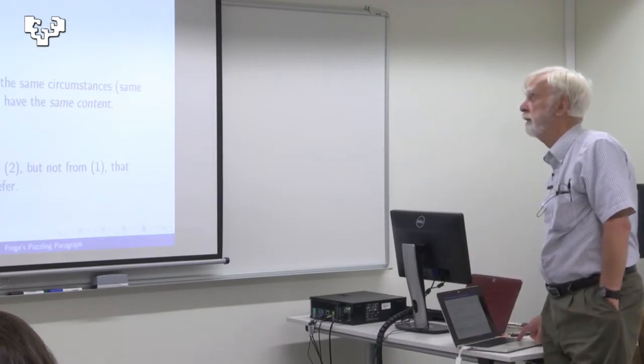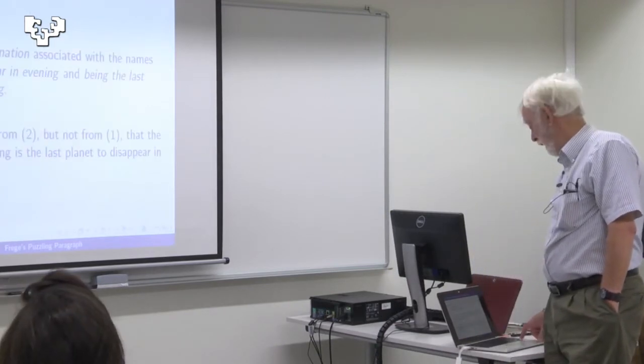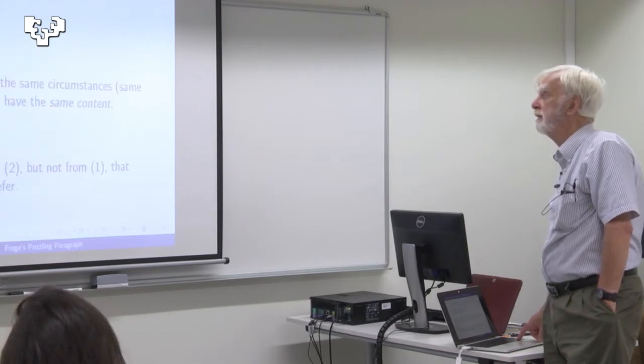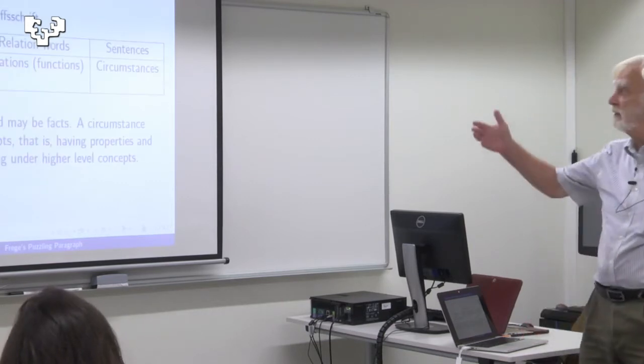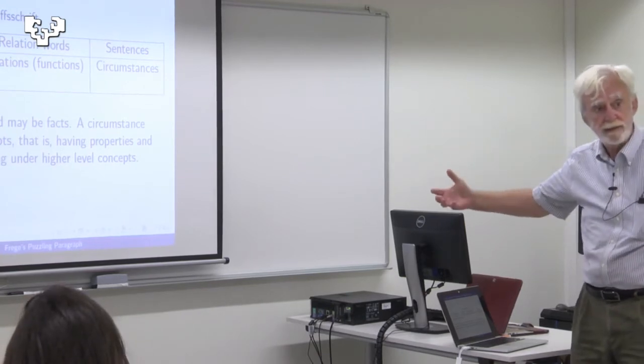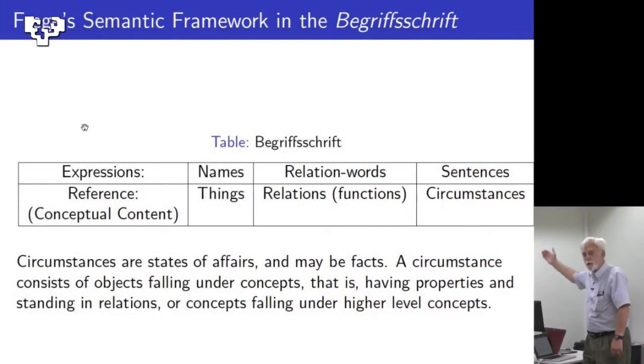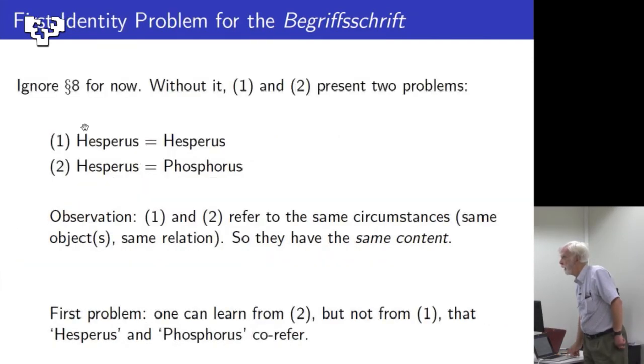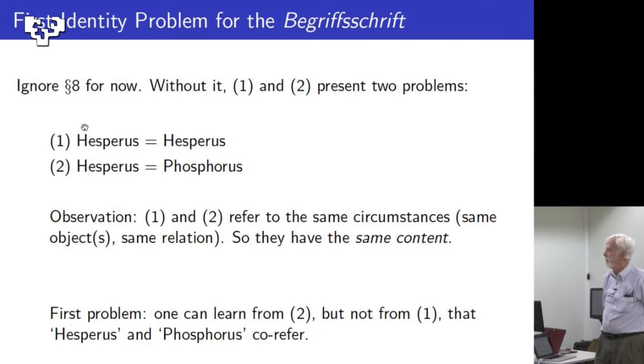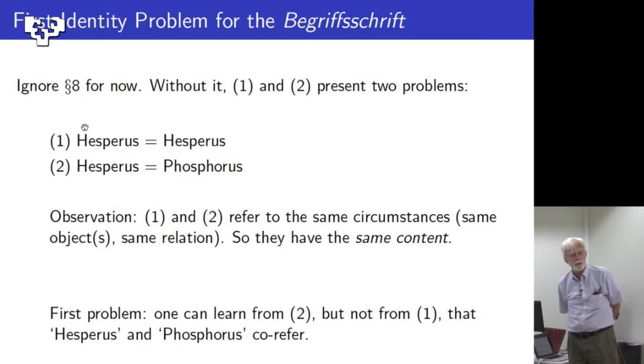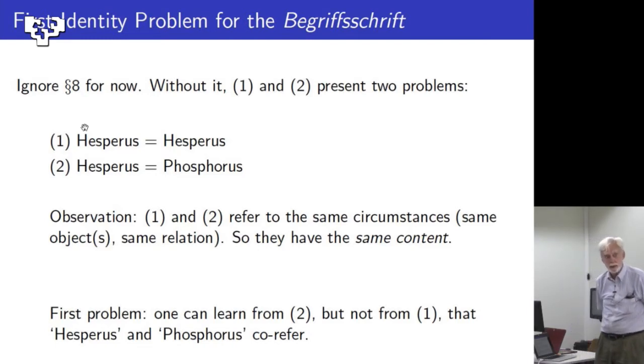Remember, a circumstance has disappeared from his theory. Okay, a circumstance is just made up of things and relations, the things standing in the relation. And I should say a circumstance can either be a fact or not a fact. I think I'll leave it at that. So he noted that 1 and 2 on his theory refer to the same circumstance. That means they have the same content, which he called conceptual content. They have the same conceptual content.